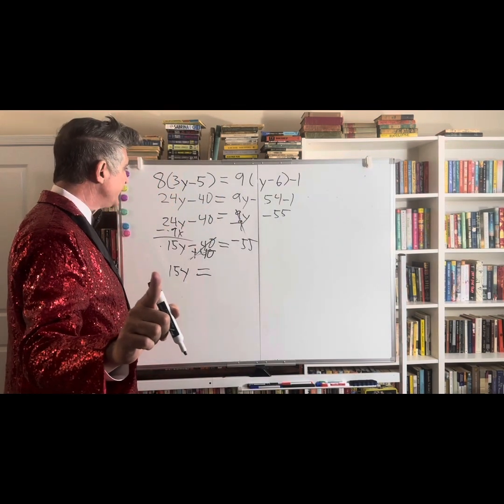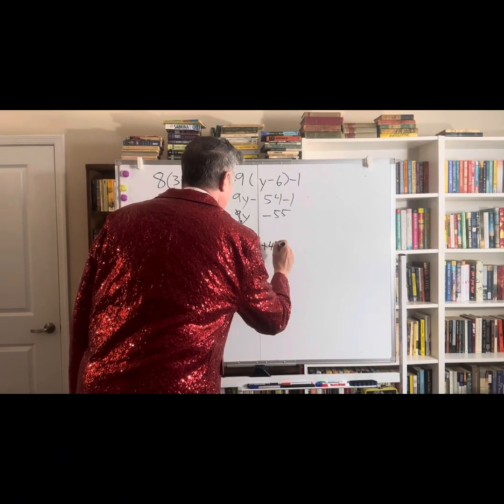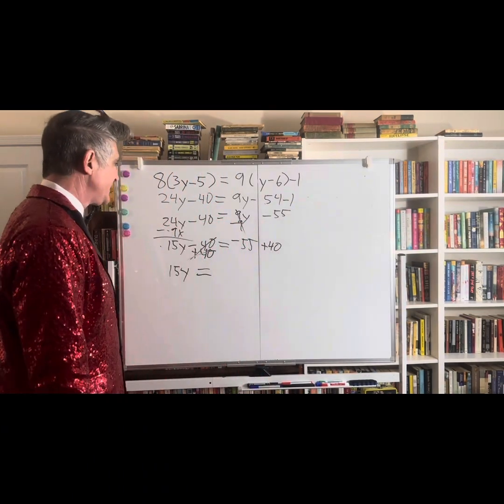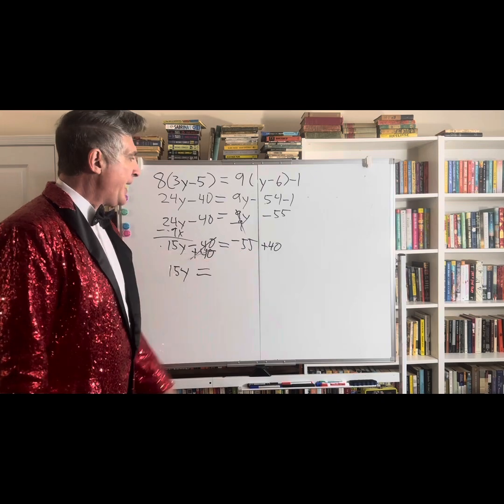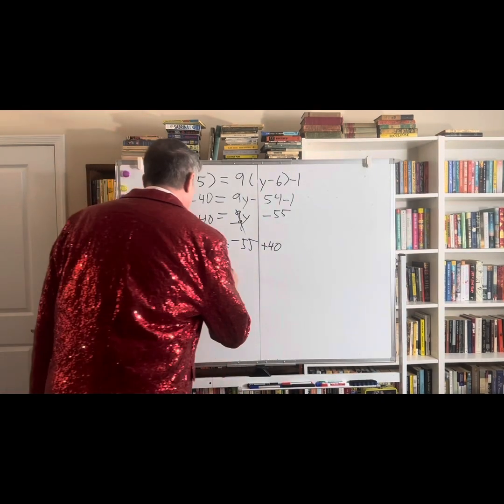Well, what have I not done? I'm checking on you. You didn't say it, but let's add the 40 over here as well, right? Well, what does that give us? A negative 55 and a positive 40? Well, it sounds like that's a negative 15 to me.